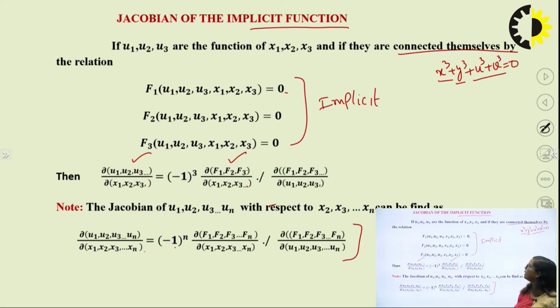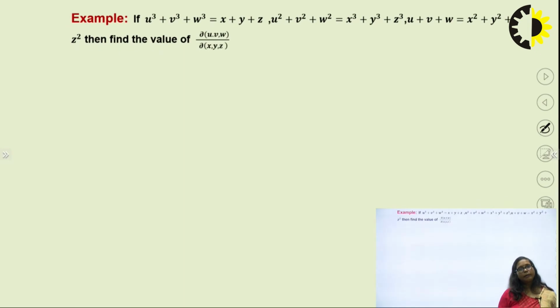So this is also a very important topic: how we find the Jacobian of an implicit function. Clear? Looking at one example for this: we are given that u cube plus v cube plus w cube is equal to x plus y plus z, u square plus v square plus w square is equal to x cube plus y cube plus z cube, and u plus v plus w is equal to x square plus y square plus z square. Then find the Jacobian of u, v, w with respect to x, y, z.